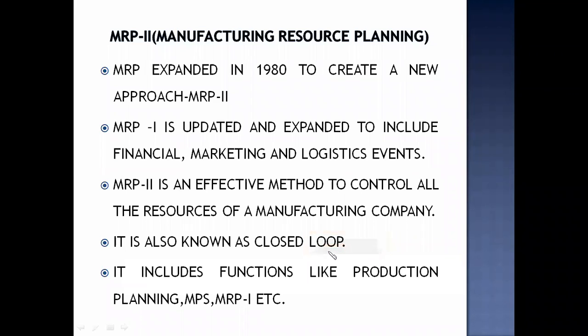It is also known as closed loop because every item is covered here. It's just like functioning together in an organization. So it will contain activities like production planning, resources requirement, master production schedule. It will also include MRP1 under MRP2.